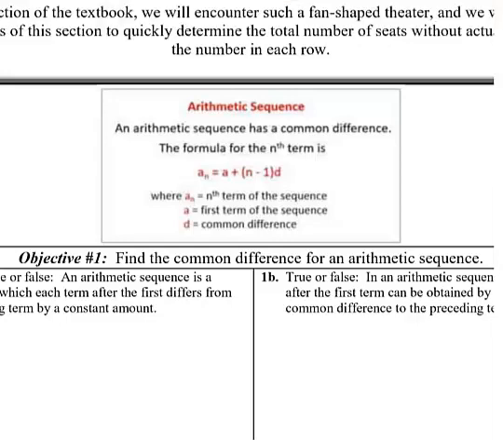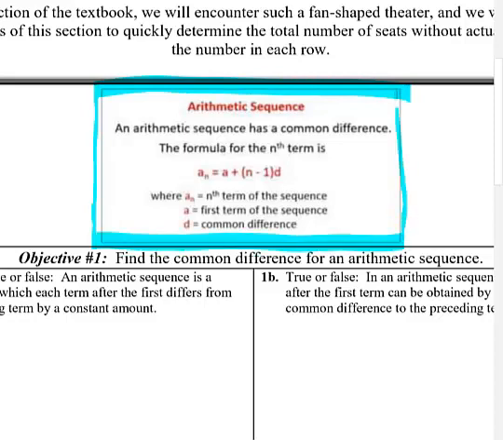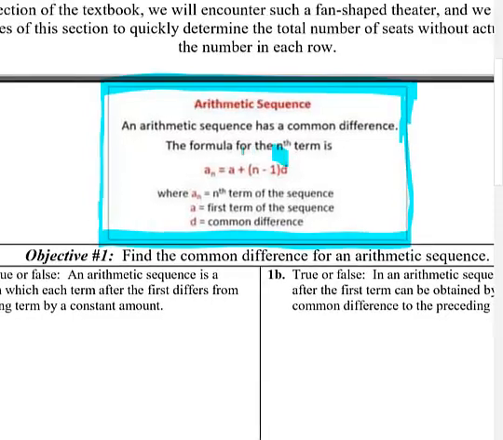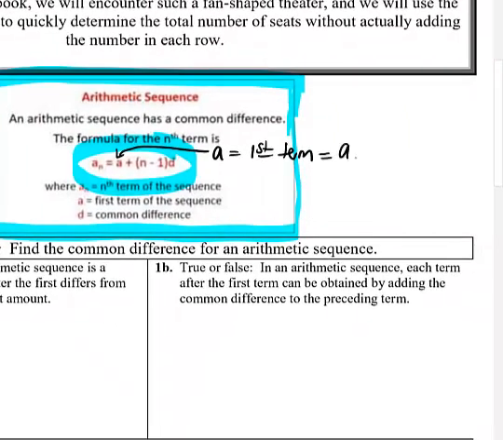It says an arithmetic sequence has a common difference. That's the thing that you're adding to each term to get to the next one. So the formula for the nth term is, and here's the general term formula, where the a right here is your first term. If you want, you can write it as a sub 1, because that's what we've been calling it in the previous section. A sub 1 is your first term. D is your common difference.